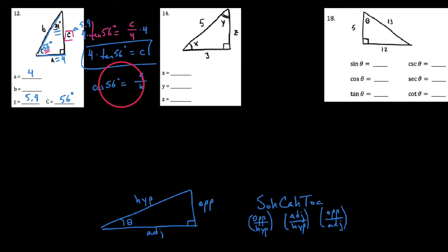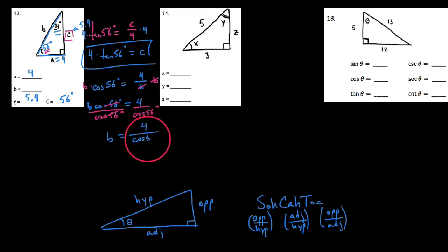Now, it's good that we're talking about this because anytime you have the unknown in the denominator, what we need to do is go ahead and start by multiplying it up first. So we get b cosine of 56 degrees equals 4, but then we have to divide both sides by this cosine of 56 degrees here. So doing so actually gives us the value of b. We say b is 4 over the cosine of 56 degrees.